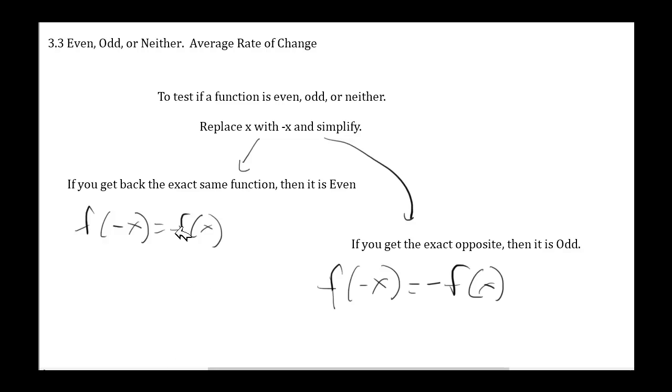So to test if a function is even, odd, or neither, this is what you do. Replace x with minus x and you simplify. If you get back the exact same function, it's even. If you get the exact opposite, it's odd. Anything else is neither. So this is just like testing for symmetry. So let's take a look at a couple examples.